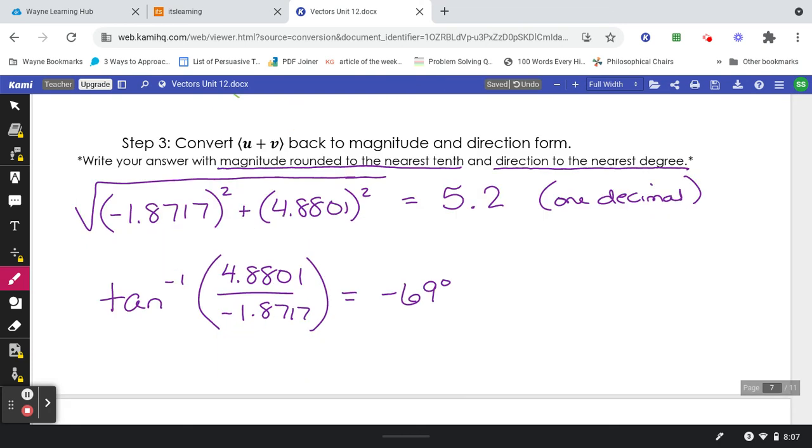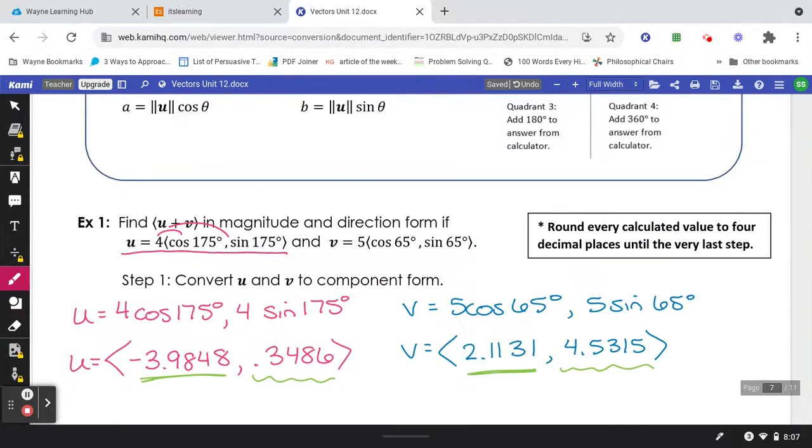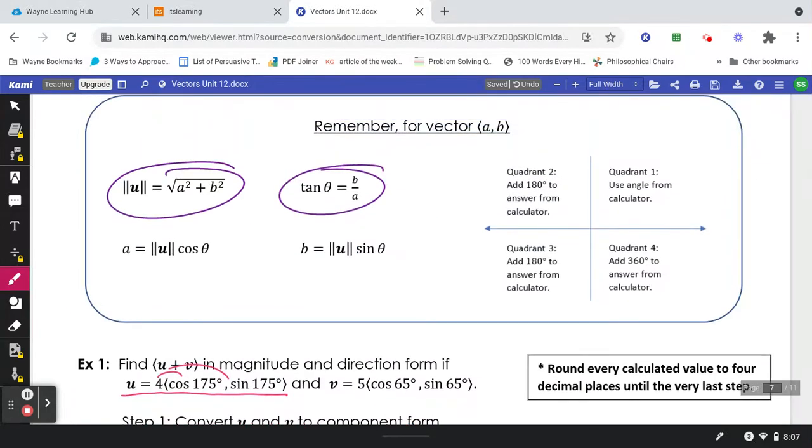Now at the very end, we have one more step. We have to check the chart. Let's make a little note about that so we don't forget. Check the chart. So the chart, remember, is going to have us adjust the calculator answers. The calculator is limited on its knowledge of what we're actually doing. So it can only give us the best answers it knows. We'll have to take into account where the vector is.